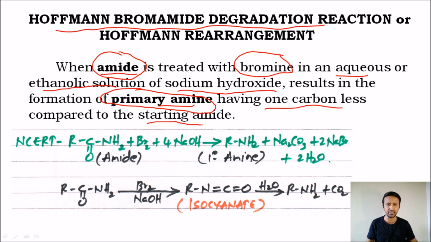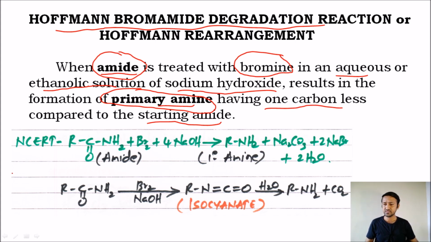the starting amide. You will often get a question based on this reaction, like guess the amine obtained by taking a particular amide. So one point to be remembered here: the obtained amine has one carbon less compared to the starting amide.